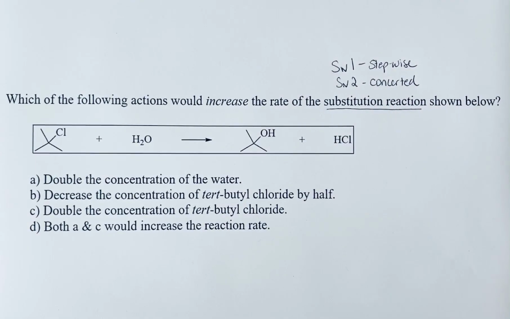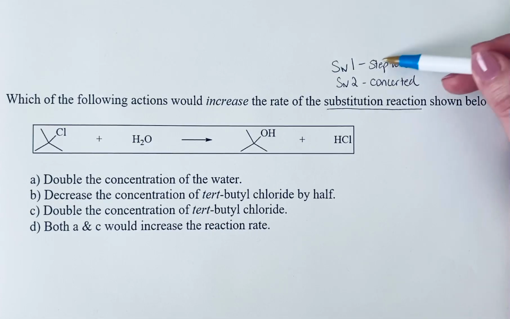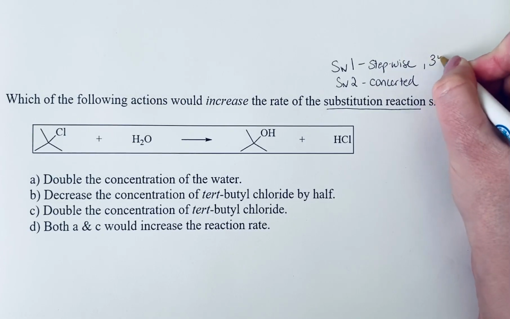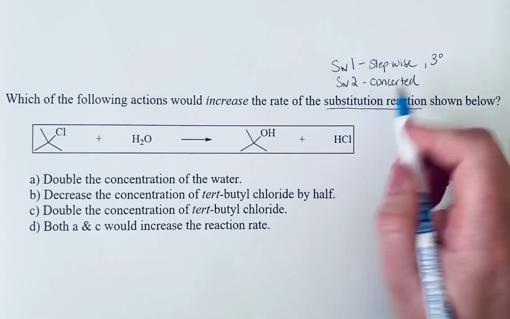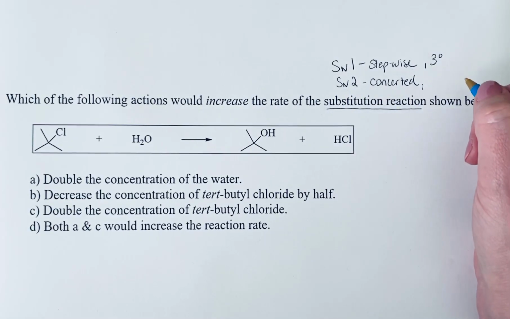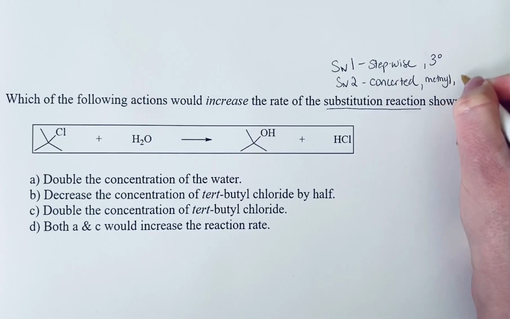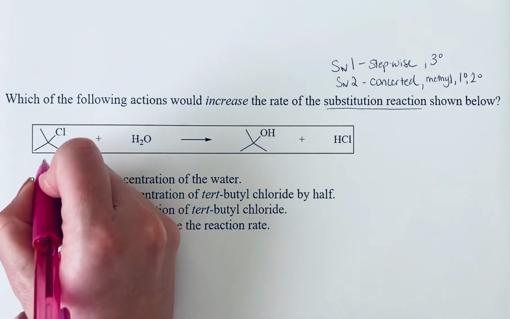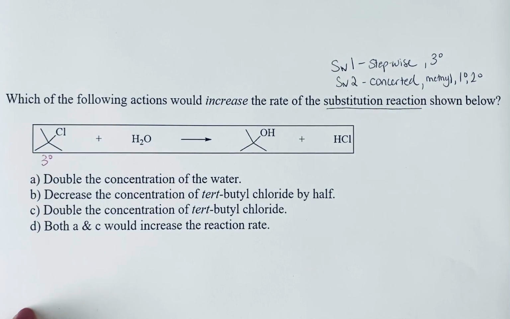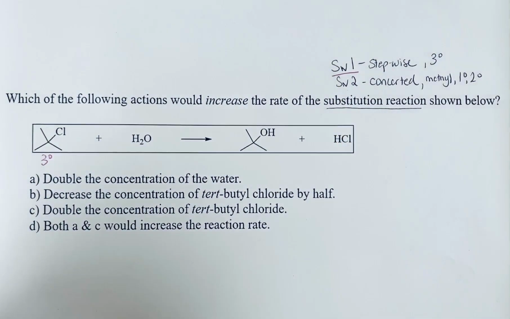The major determiner of which of these two pathways is taking place is the structure of the alkyl halide. We tend to see the stepwise process when we have a tertiary alkyl halide that can form a stable carbocation. The concerted pathway takes place with our less hindered alkyl halides, things like methyl, primary, and secondary alkyl halides. And so looking at our starting material, we have a tertiary alkyl halide. So that tells us that this reaction is going through the Sn1 pathway.